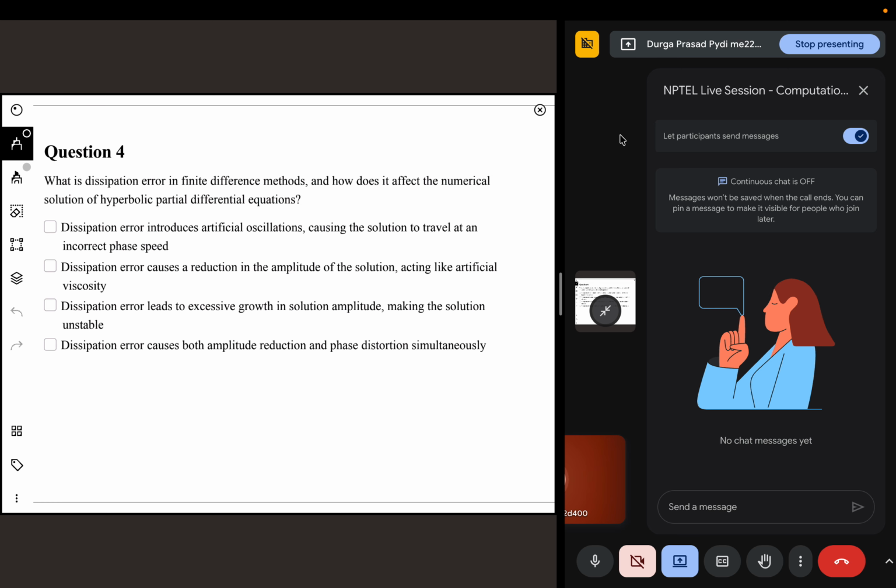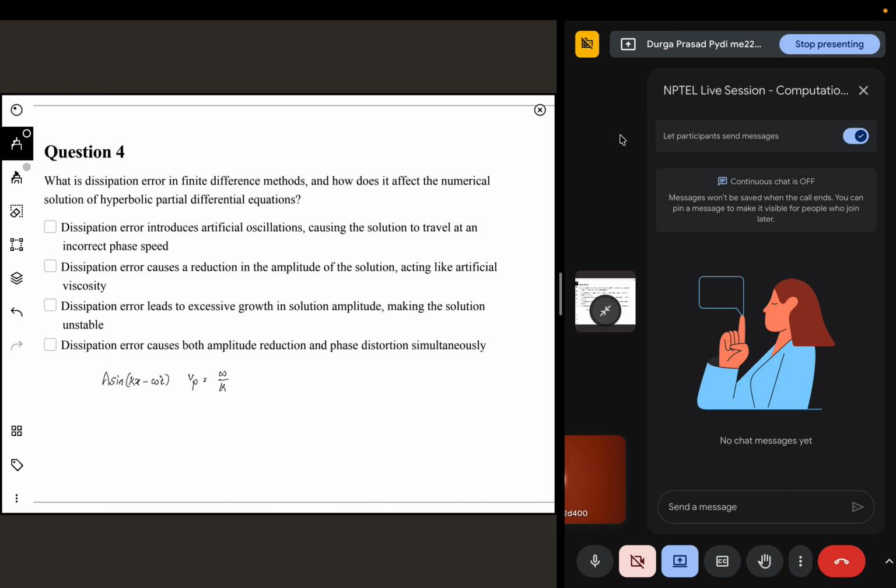What is dissipation error in finite difference methods, and how does it affect the numerical solution of hyperbolic partial differential equations? The dissipation error introduces artificial oscillations, causing the solution to travel at an incorrect phase speed. What is phase speed? Let's say you have some wave, sin(kx minus omega t). This is some wave that is propagating in space and time. Then phase speed is basically defined as omega by k.